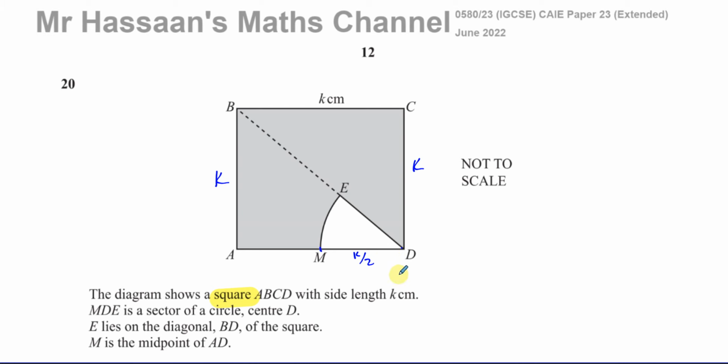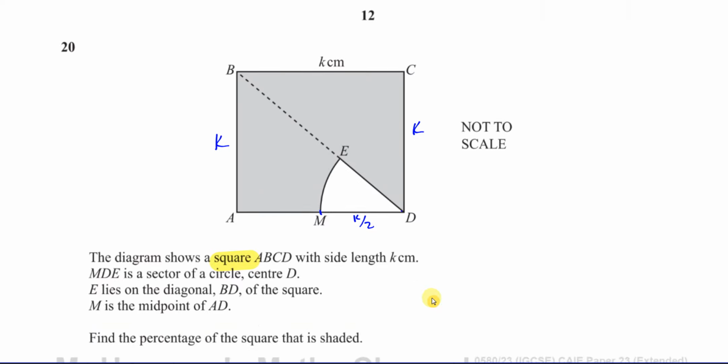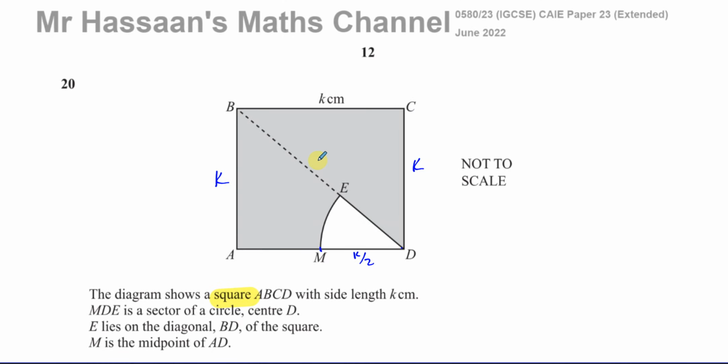And another thing that it says, find the percentage of the square that is shaded. So we've got to find the percentage of the square that is shaded. So basically, I've got to find the shaded area over the whole thing. So it's the shaded area divided by the whole area and then multiplied by 100%. And that will give us the percentage that is shaded. So what I could do is find the area of the sector and subtract it from the area of the square.